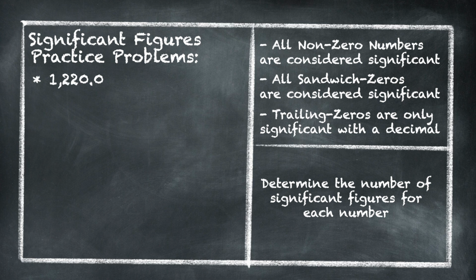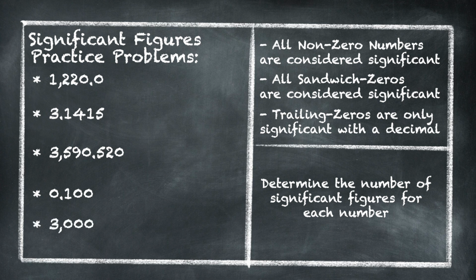1,220.0, 3.1415, 3,590.520, 0.100, and 3,000. You can pause the movie now and try working these out on your own.